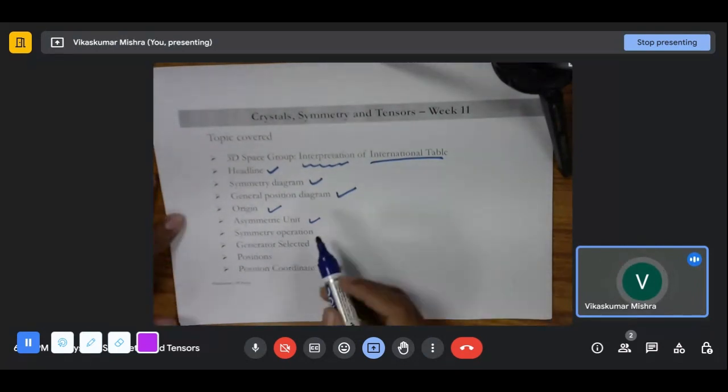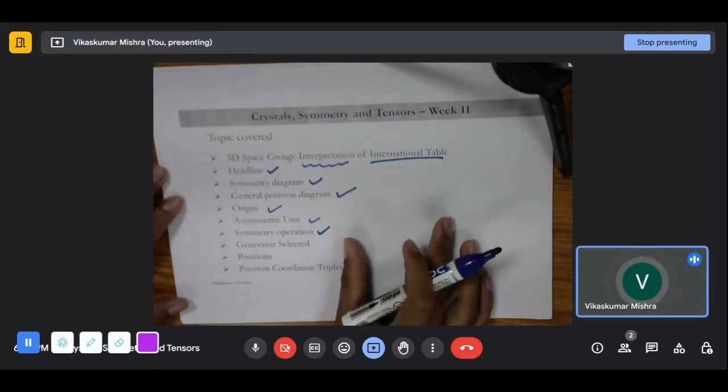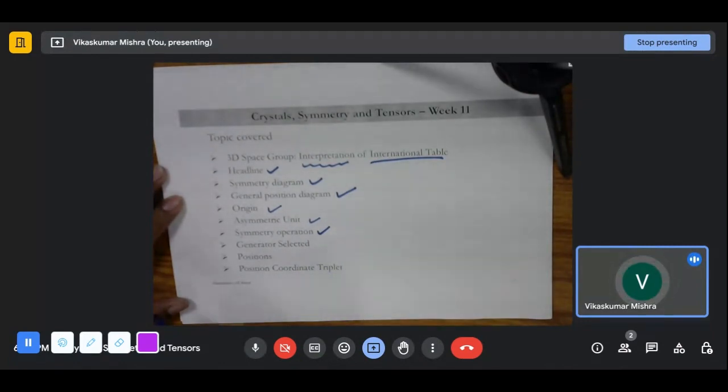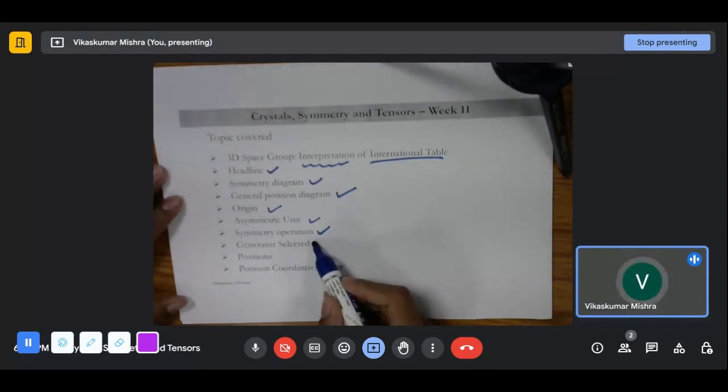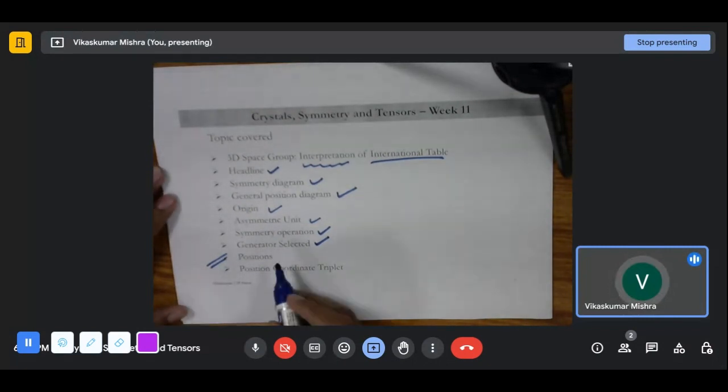And then we understood the symmetry operations and how they can be written. We are going to solve numericals based on that. We will solve a few questions so that we become more familiar with these things. Then we discussed the generators selected and, in the lecture, the site symmetry, Wyckoff positions, all those things, and the coordinates. Those will be mentioned over here.